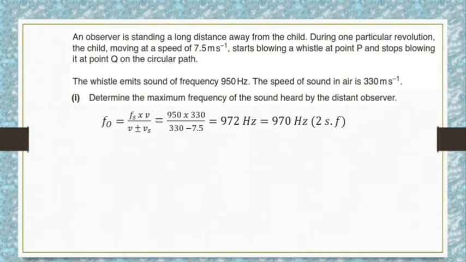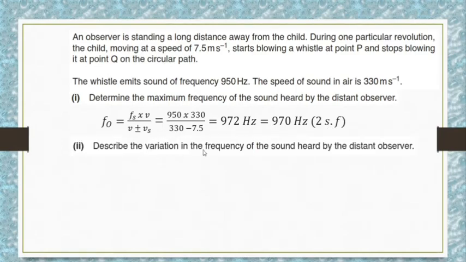Maximum frequency of the sound will be given by this equation. F of the observer is equal to F of the source multiplied by V divided by V plus or minus Vs. When we want to find maximum frequency, then this should be negative because the value of this should be the smallest. So we have 950 multiplied by 330 divided by 330 minus this speed 7.5. And it will be equal to 972 Hz. If you want to write it in two significant figures, it will be 970 Hz.